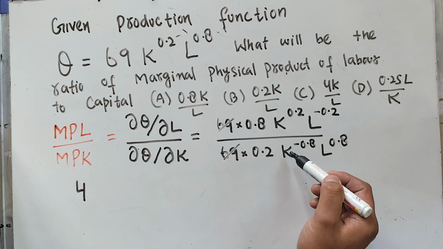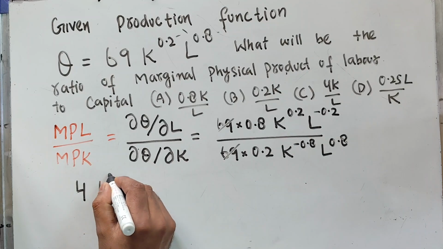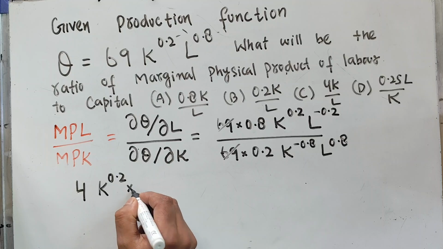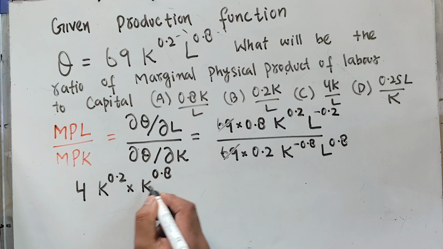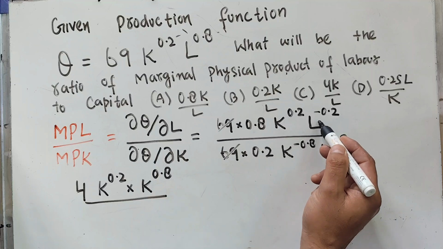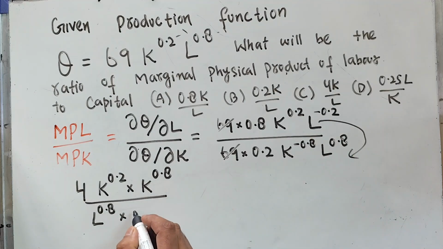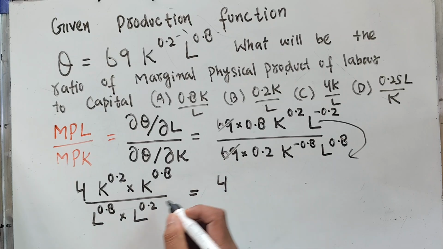Now let us transpose this K to the numerator. So we have K raised to the power 0.2. If I transpose this, it gets multiplied, but the exponent sign will change. So here we have K raised to the power plus 0.8. Likewise, what will we do? Let us transpose this term to the denominator. So we have in the denominator first 0.8, and if we transpose this term, the exponent sign will change and it will get multiplied. So we have 0.2, which will be equal to, so here we have 4.